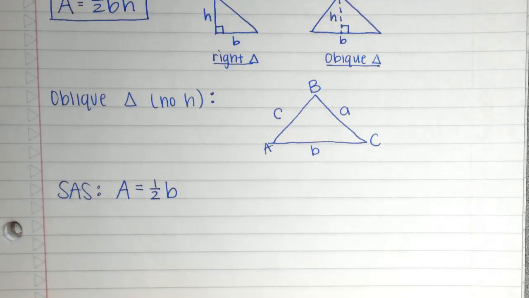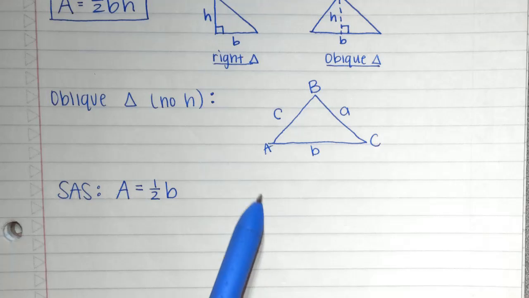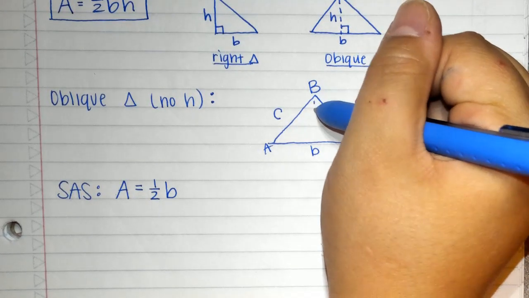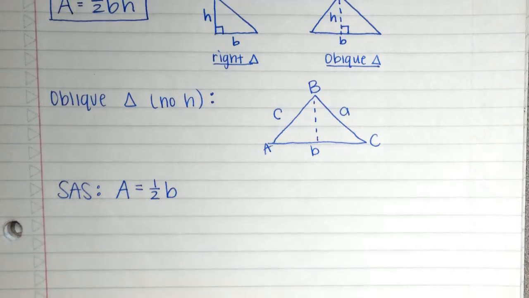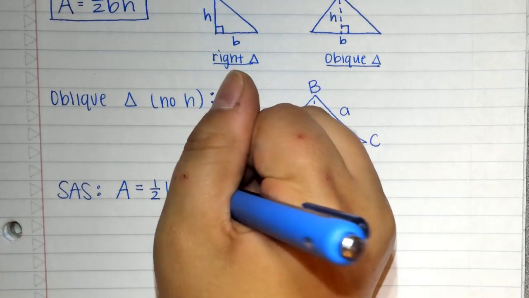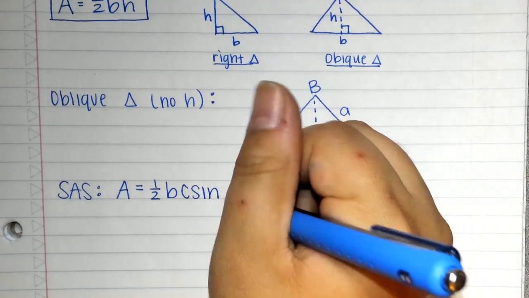How did we find the height of an oblique triangle? Adjacent sine of theta. Well, look at this triangle. If this is my base, and I wanted to create the height, but I don't have it, what's the adjacent side here? C, sine of A.